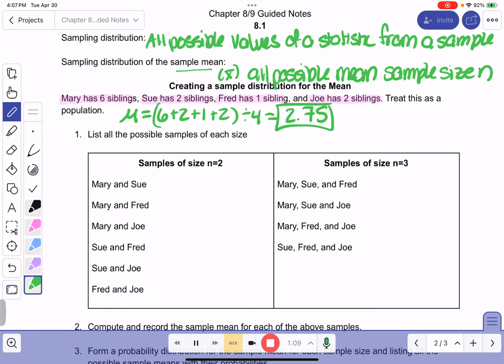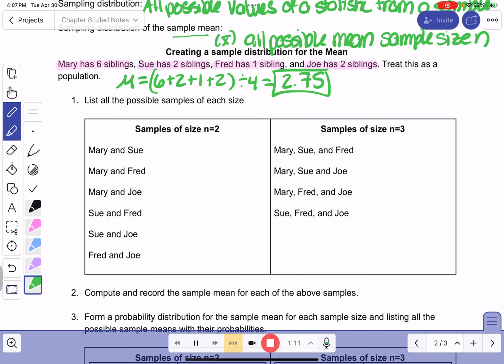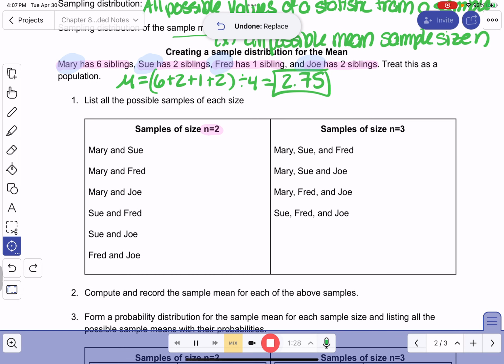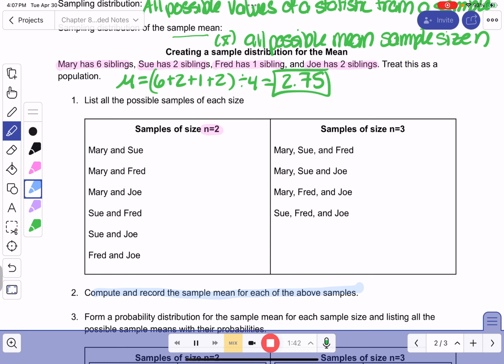Now let's list all the possible samples of each size. For n equals 2, we have Mary and Sue, Mary and Fred, Mary and Joe, Sue and Fred, Sue and Joe, Fred and Joe. So we have 6 different samples in there. Then if I did the same thing for the groups of 3, we'd have Mary, Sue and Fred, Mary, Sue and Joe, Mary, Fred and Joe, Sue, Fred and Joe. Those are all there.